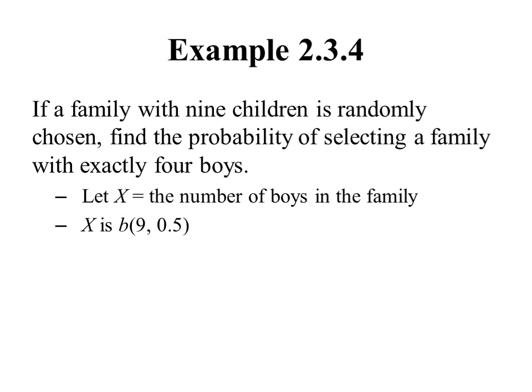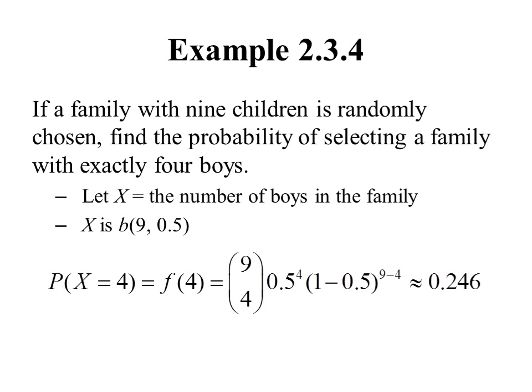Probability of success is 0.5. So we're dealing with a binomial distribution. Okay. So now once we've identified that, we can easily calculate our probability. We want to know the probability of exactly 4 boys. So we need to calculate f of 4. We plug things into our PMF, and we get our answer of 0.246.